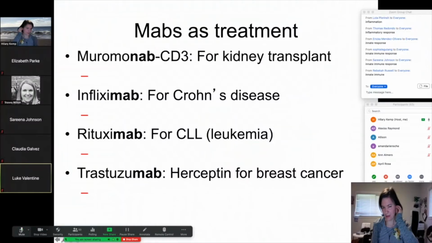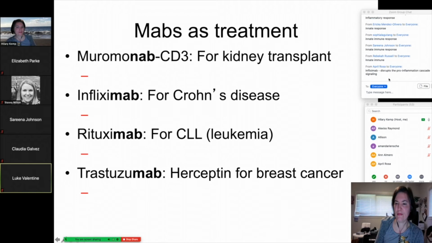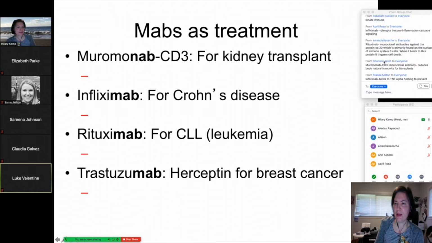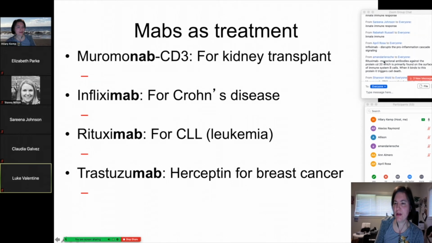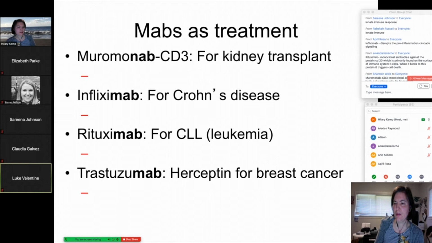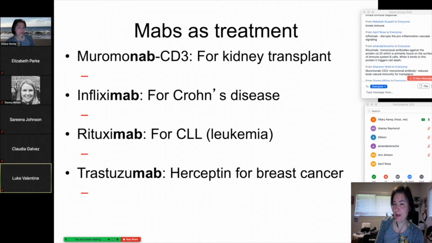Great. So I just want you to write into the chat whatever one of these you chose next to whatever information you found, and I'll just see what you came up with. Good. So April said infliximab, it disrupts the pro-inflammation cascade. And Amanda said rituximab is a monoclonal antibody against the protein CD20 found on the surface of immune B cells, and it triggers cell death.